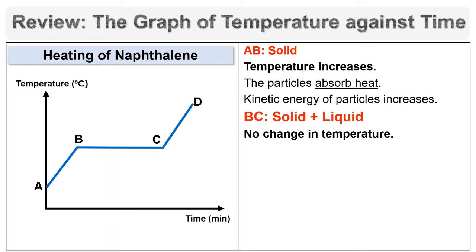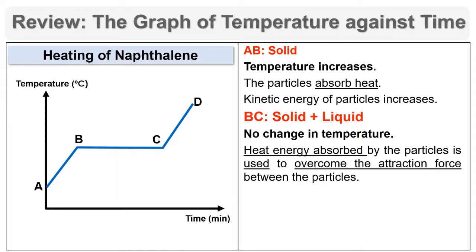From B to C, melting occurs. There is no change in temperature. Naphthalene exists in solid and liquid states. Heat energy absorbed by the particles is used to overcome the attraction force between the particles until solid changes to liquid. Melting point is the temperature at which solid changes to liquid, which is the temperature at B and C.